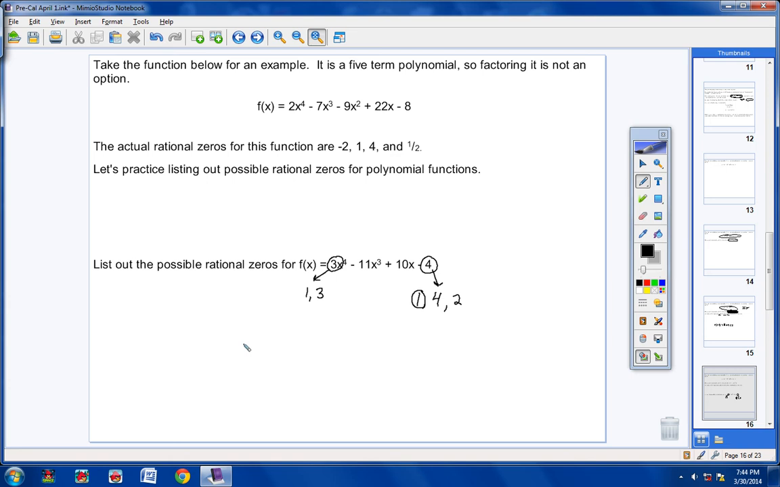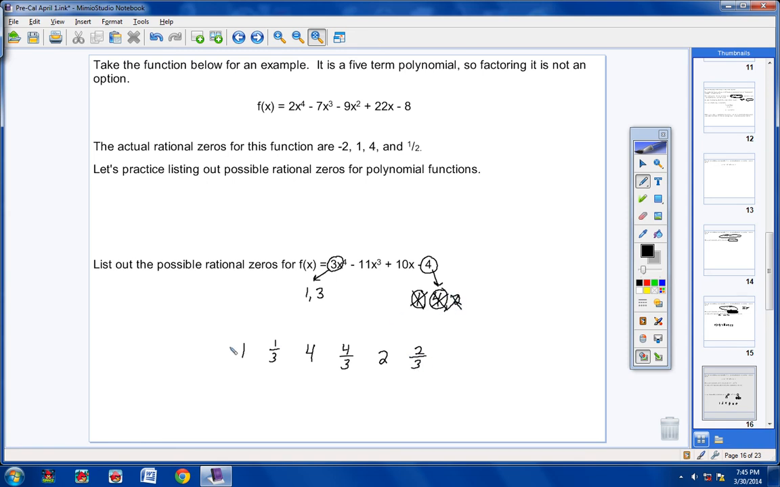So 1 over 1 is 1, and 1 over 3 is 1/3. There, I'm done with that. My next number is a 4. I put 4 over 1, that's 4, and 4 over 3 would be 4/3. Okay, I'm done with 4. Now use your 2. 2 over 1 would be 2, and 2 over 3 would be 2/3.